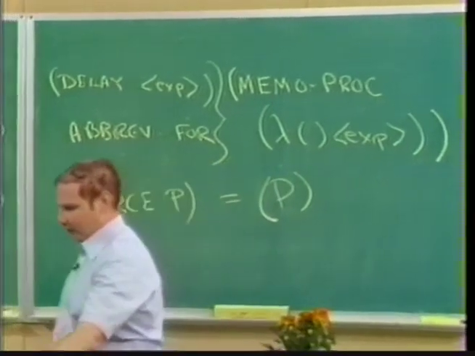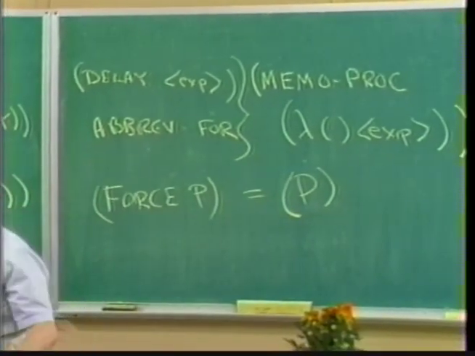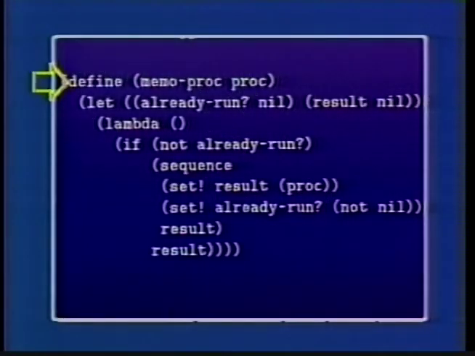And here's an implementation of memoproc. Right, once you have the idea, it's easy to implement. Memoproc is this little thing that has two little flags in there. It says, have I already been run? And initially it says, no, I haven't already been run. And what was the result I got the last time I was run? So memoproc takes a procedure called proc, and it returns a new procedure of no arguments. Proc is supposed to be a procedure of no arguments.